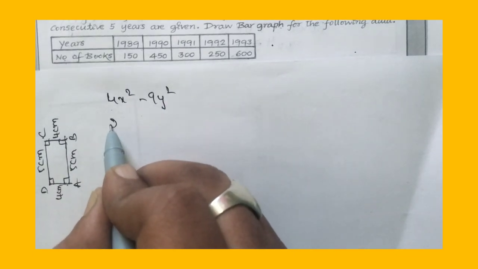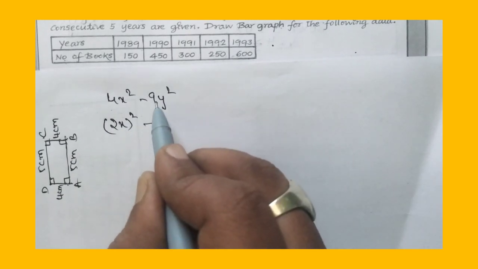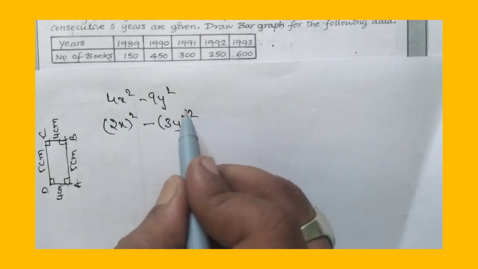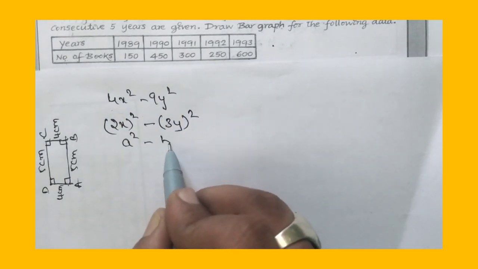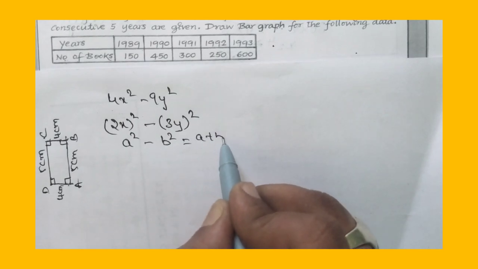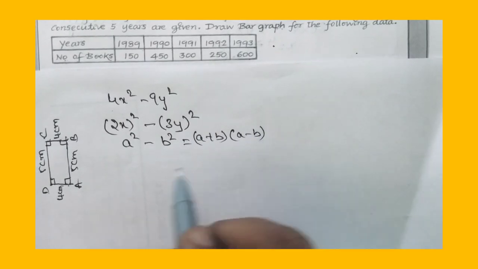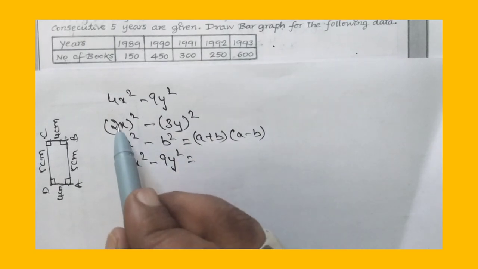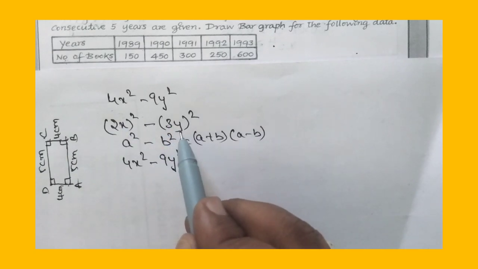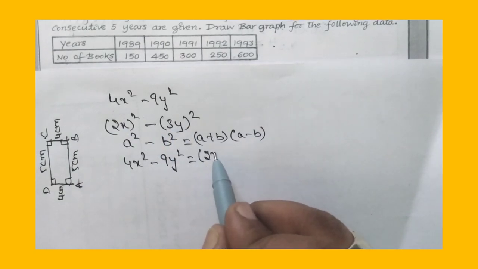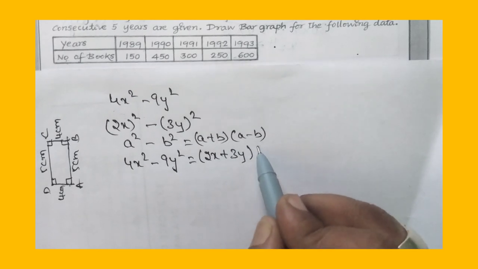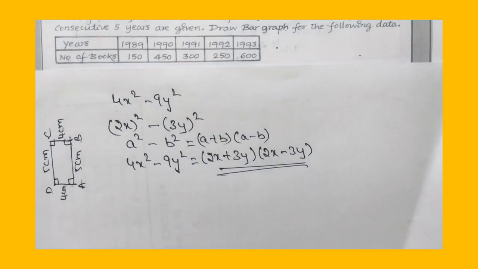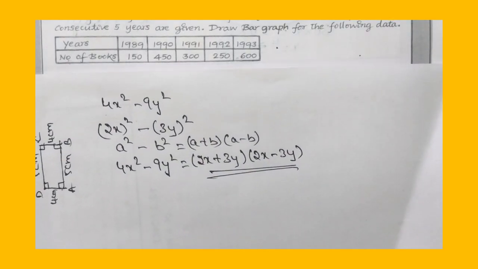So, 4x square can be written as 2x whole square. 9y square can be written as 3y whole square, because 2 square is 4 and 3 square is 9. It is in the form of a square minus b square, which is equal to a plus b into a minus b. So now 4x square minus 9y square is equal to, in place of a, 2x is there, in place of b, 3y is there. So the factors are 2x plus 3y into 2x minus 3y.